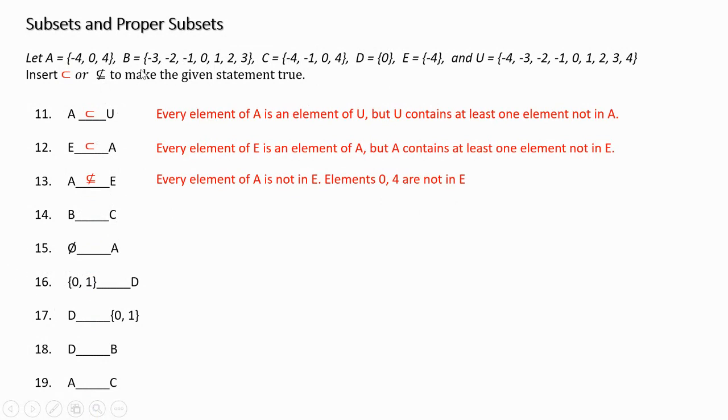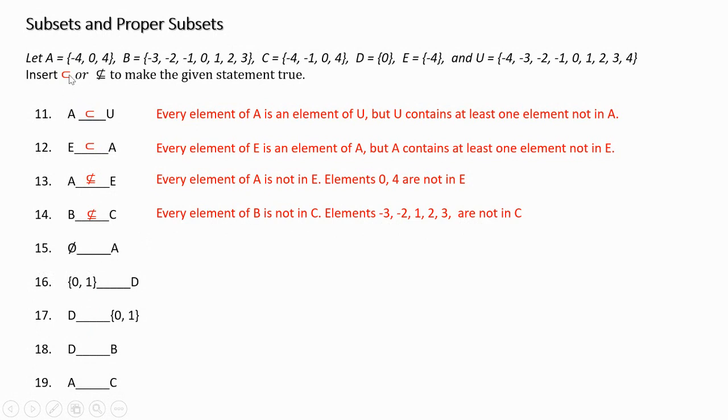Let's look at sets B and C. Again, every element of B is not in C. So this is going to be the not a subset. Elements -3, -2, 1, 2, and 3 are not in C. So B is not a subset of C. I'm sorry about that, I got my tongue twisted.